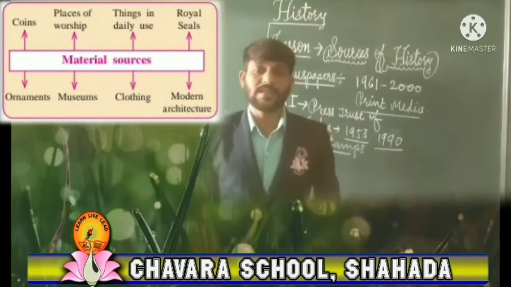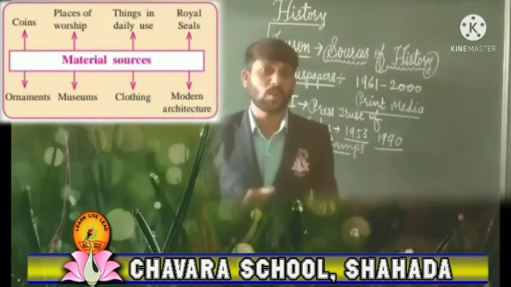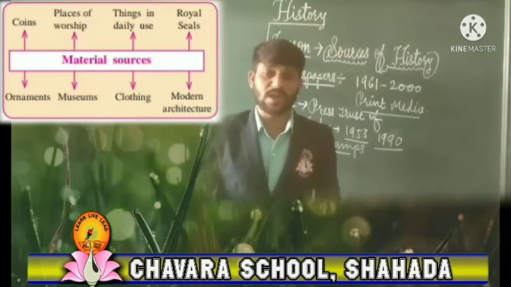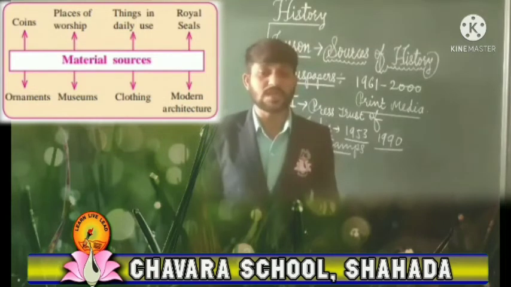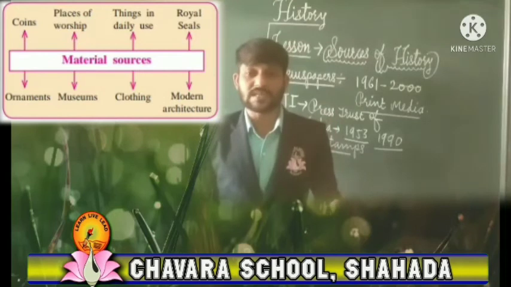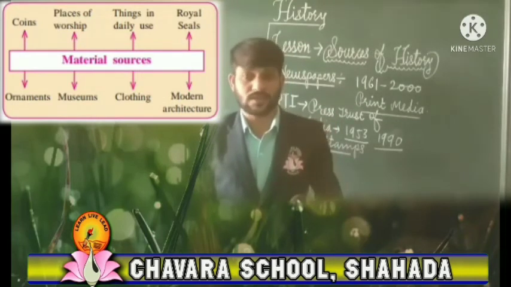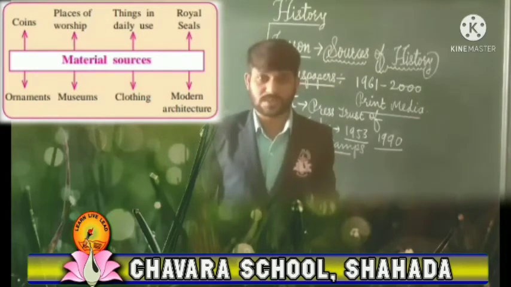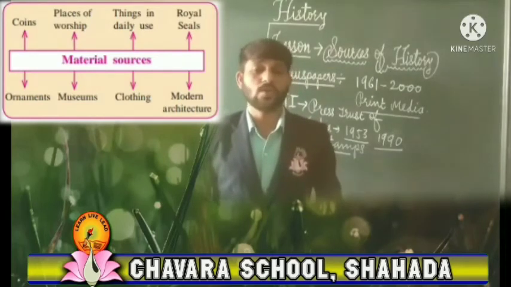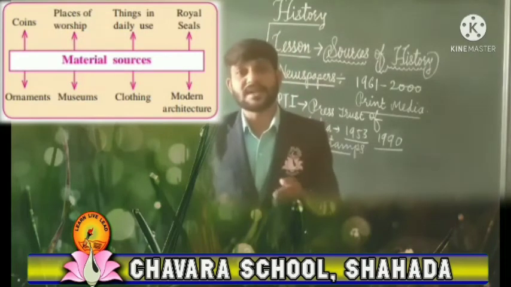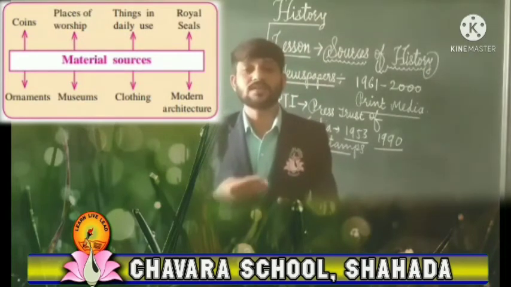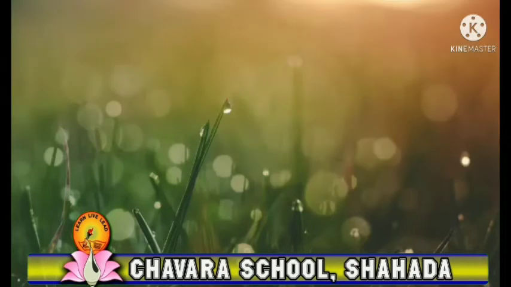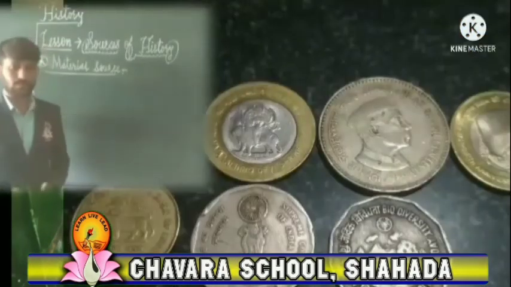For example, there can be sculptures, monuments, coins, ornaments, pots, places of worship, museums, things in daily use, clothing, royal scenes, or modern architecture. These are all involved in the material sources, like forts, etc. So let us see in detail what the material sources are. So dear students, next we have material sources.